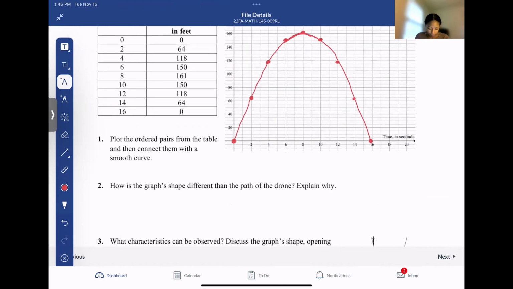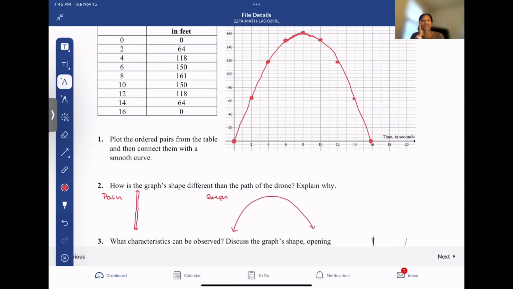All right, so we have the parabola graph. Part 2 here says, how does the graph shape differ from the path of the drone? So the path that the drone is actually taking is vertical, going vertically upward and then right back down. So it goes up 161 feet, and then it comes right back down. So the path is a straight line up and down. That is obviously different than the graph that we get. The graph that we're getting, which is the height over time, is a parabola. It does not match up with the path of the drone.